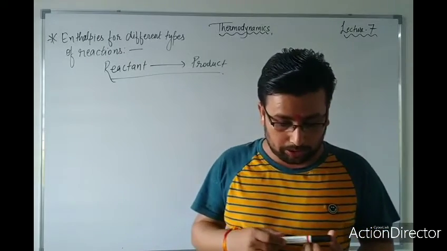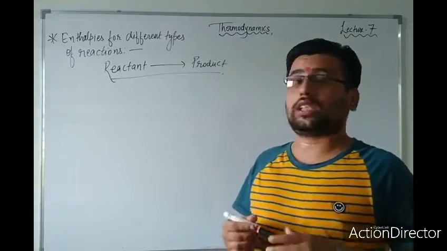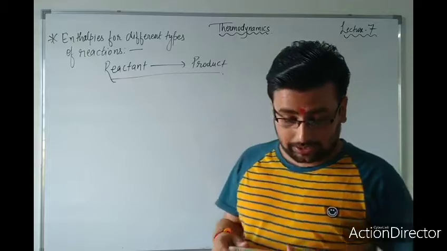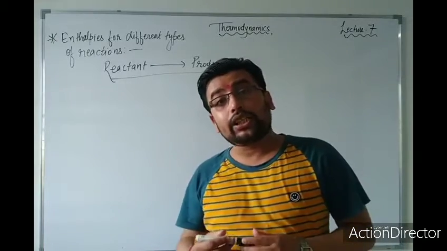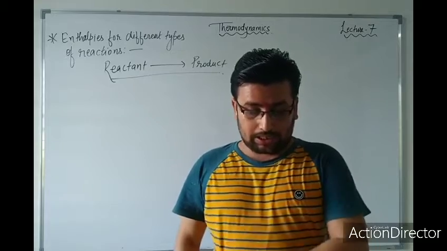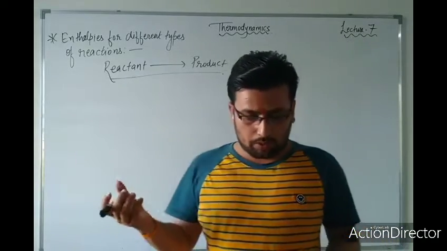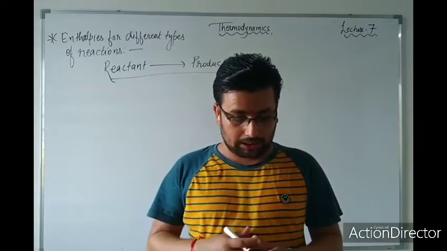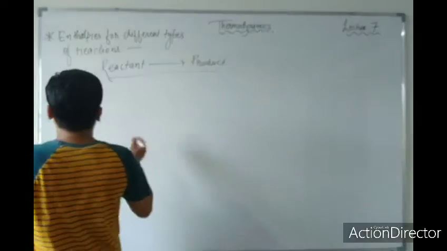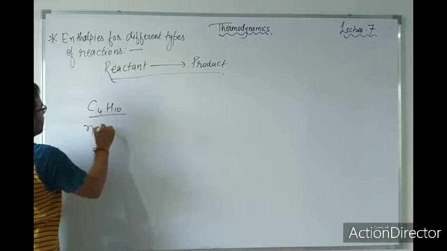Remember that normal butane. During this combustion, 1 mole of butane produces 2658 kilojoule per mole. Now you can ask me, sir, how will you understand? For 1 mole, how much is it producing? Just suppose that normal butane is C4H10. This is normal butane, nothing else.